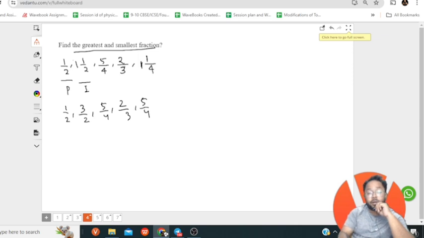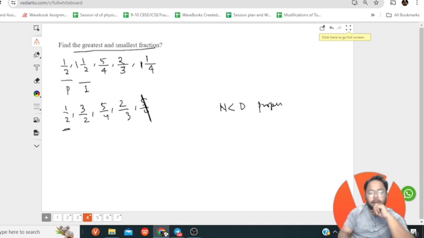Now, first of all, as we all know, proper fractions and improper fractions. Proper fractions are smaller, because the numerator is smaller than the denominator. So let's see 1 by 2 and 5 by 4, which we have written here.